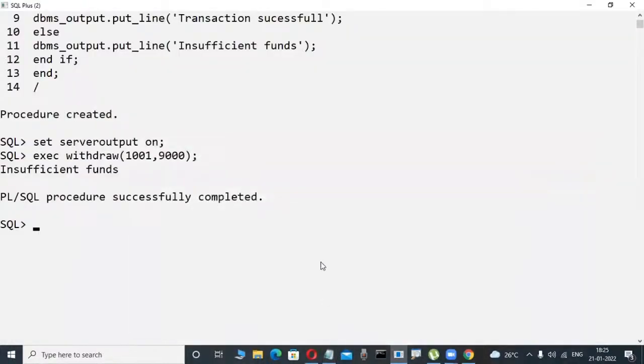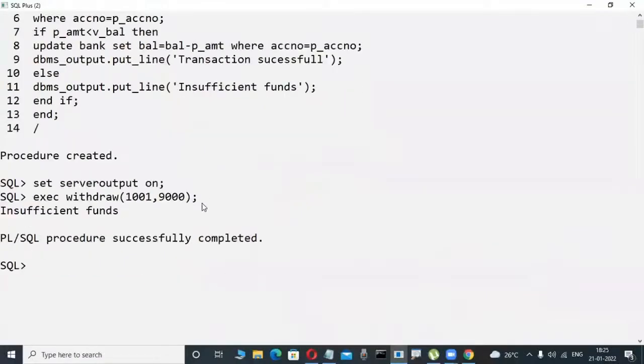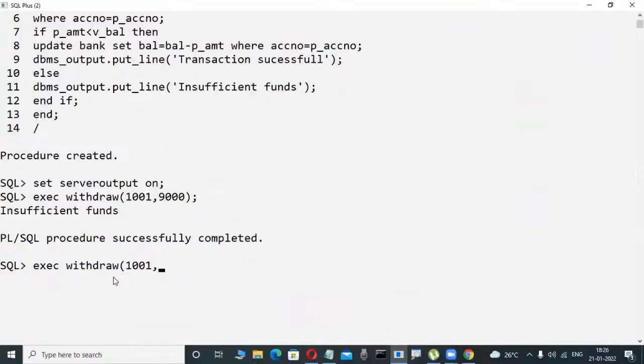Now check it out. Another case, OTP validation, all those things, same thing. And now here, check it out. For example, in this case my balance is 3,000. Now I try to withdraw 2,000 rupees, for example. Now 1001 is my account number. I try to execute withdraw again. So now here, procedure. Now I try to withdraw 2,000 rupees. Possible? Possible.